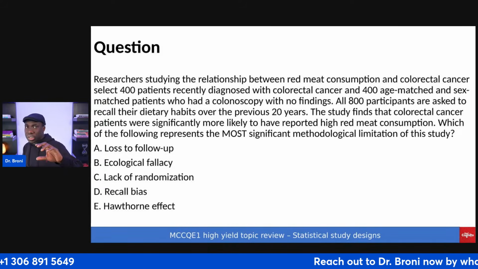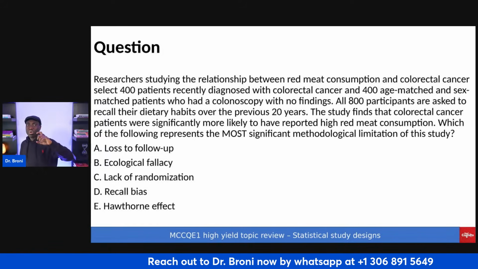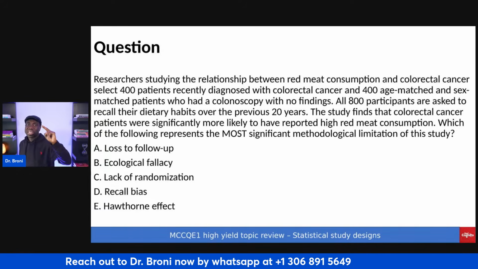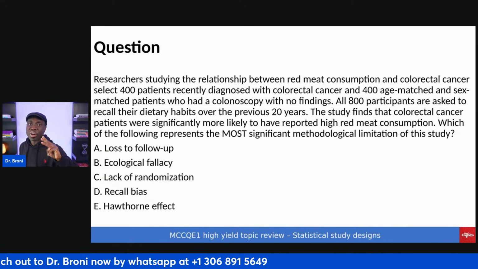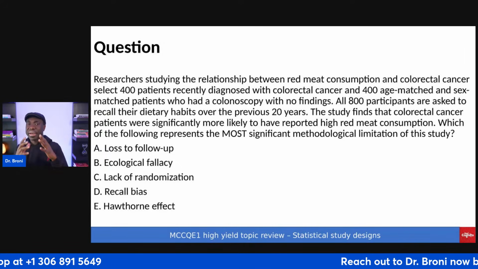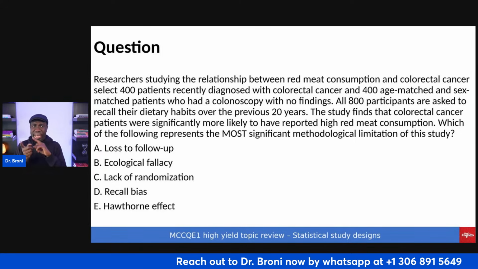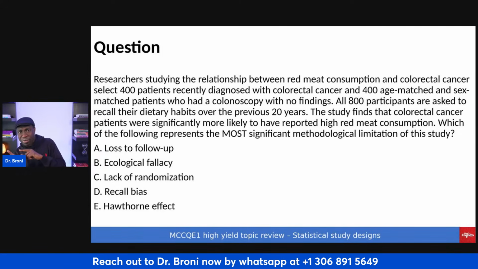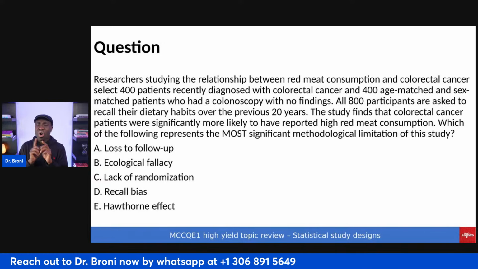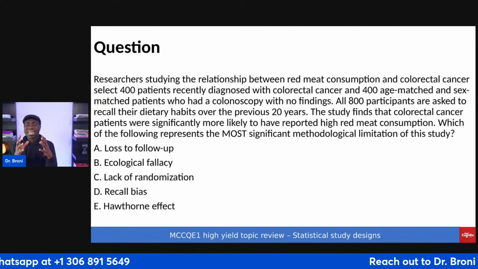So, first, the answers are A, loss to follow up, B, ecological fallacy, C, lack of randomization, D, recall bias, and E, Hawthorne effect. What's the correct answer? First, let's analyze this.